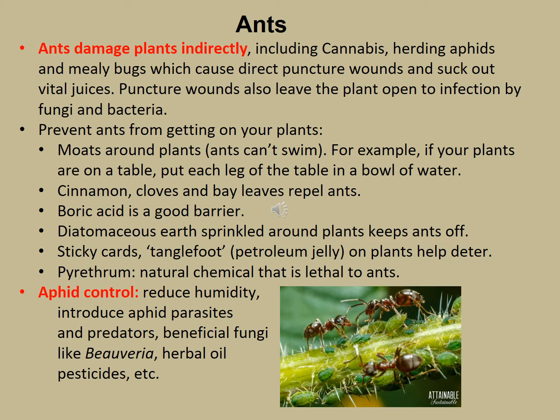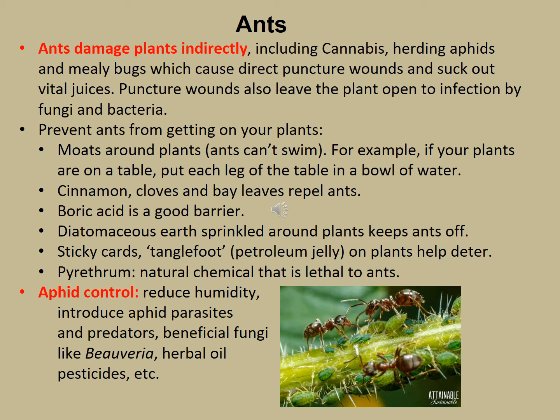So ants as a pest, how you would control them is to keep, aphids as a pest. How do you control those? You try to keep the ants off your plants. Ants are a pest. They do eat plants somewhat, but the main damage is from the aphids that they herd. So you want to do aphid control. Reduce the humidity, introduce aphid parasites and predators, beneficial fungi like Beauveria that will actually kill the aphids, and you can use herbal oils and herbal pesticides that can deter those aphids.